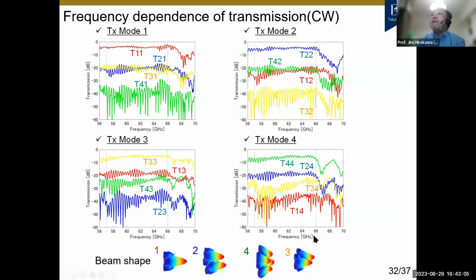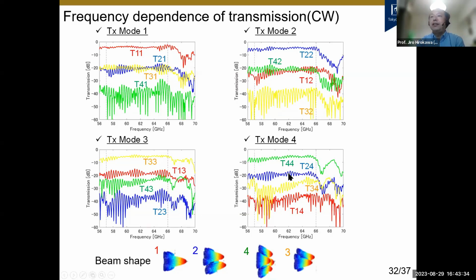So we can find the good combination having high isolation. Mode 1 and mode 4 have good isolation. Mode 1 has a boresight beam, and mode 4 has 4 beams. For this combination we have good isolation, more than around 25 or 30 dB.